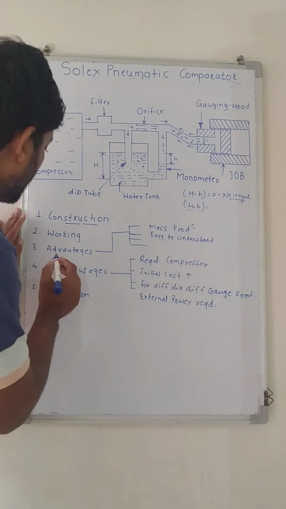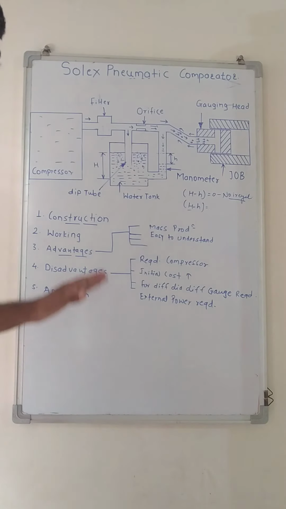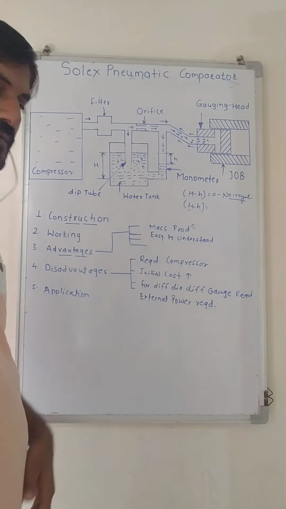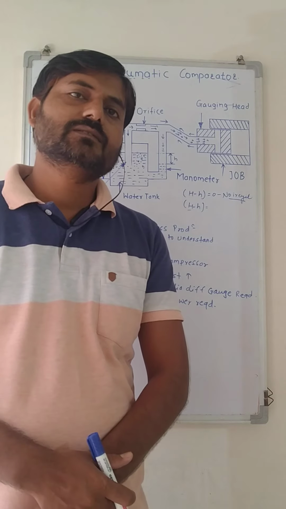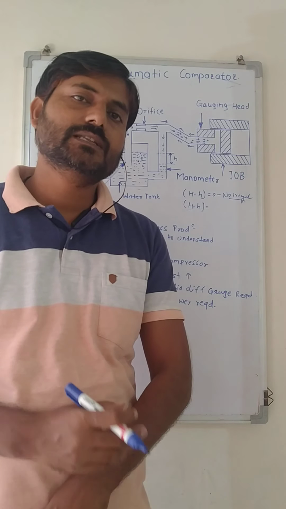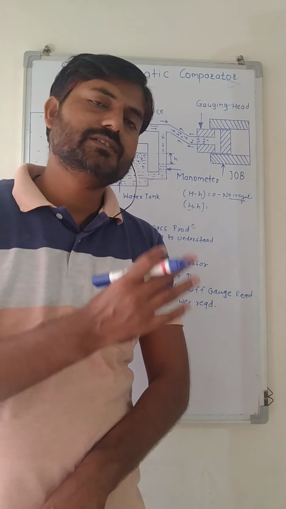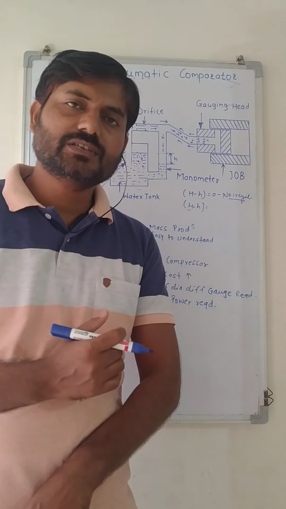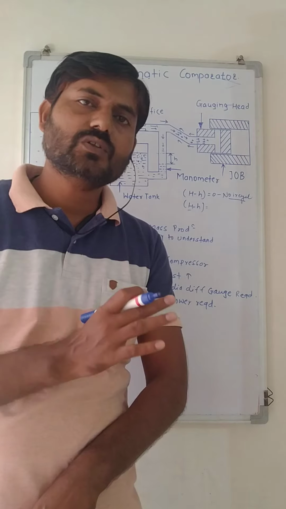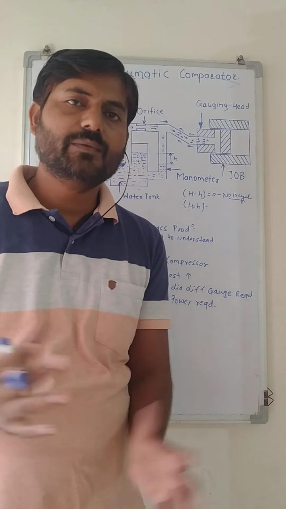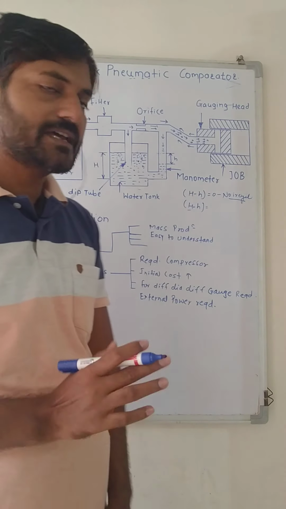So let us see the advantages. The pneumatic comparator can be used for mass production. Mass production means, take an example of any industry where in a single shift they are manufacturing 500 components, 10,000 components. In such a case, it becomes very difficult to check the internal feature of all components because the batch size is very big. So in such a case, the Solex pneumatic comparator can be used.